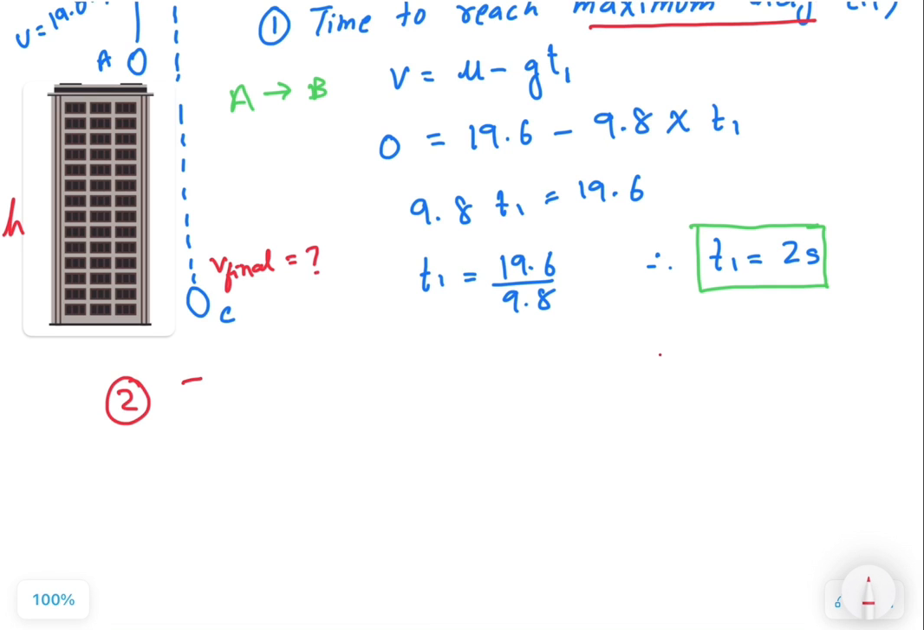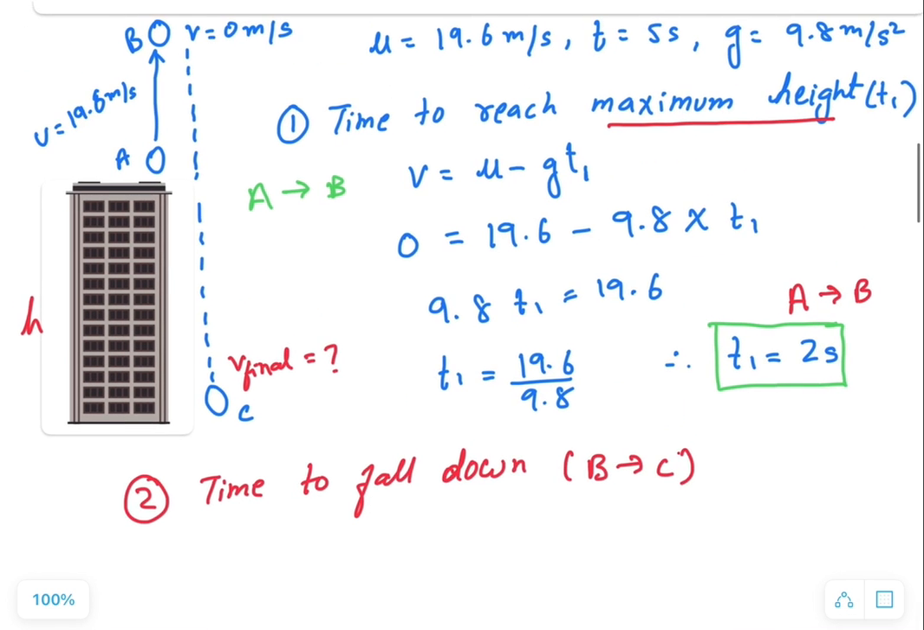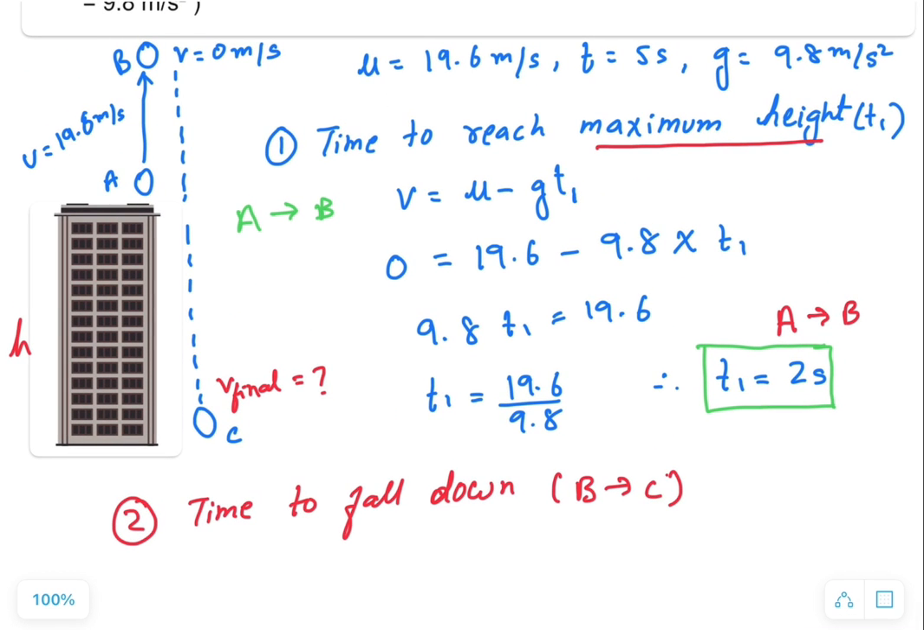Time to fall back. Okay, so time to fall down. So I'll just mention the points B to C. In the previous case, this was A to B. From A to B, it took 2 seconds. This is T1, 2 seconds. Total time is 5 seconds.